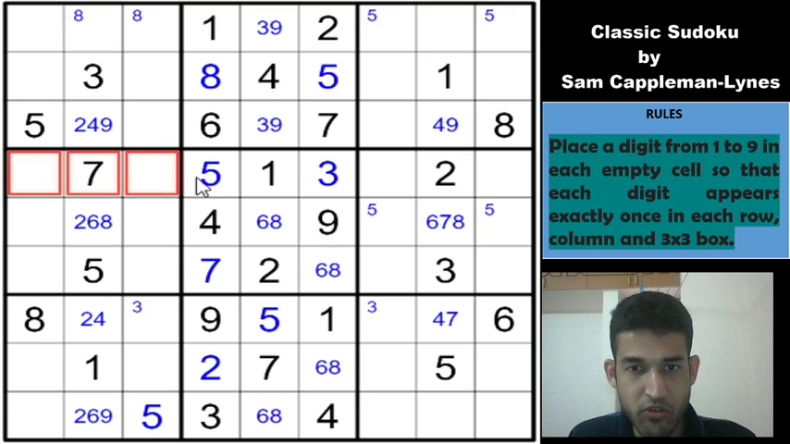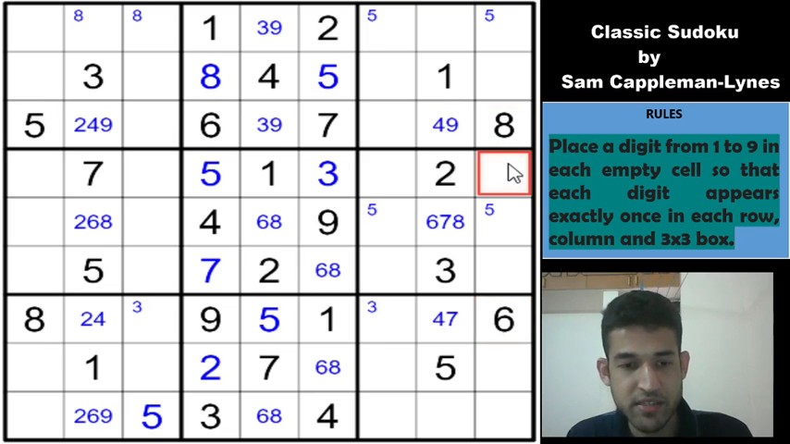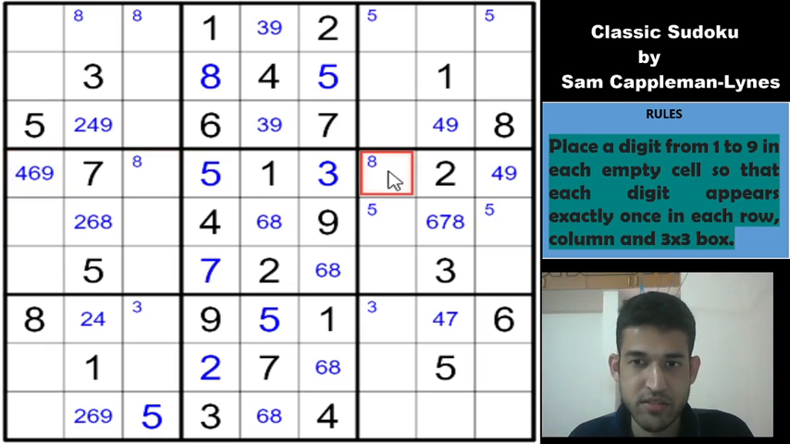Okay, let's look at row 4. It has 5 digits, 1, 3, 5, 2 and 7. So remaining are 4, 6, 8 and 9. This row cannot contain 6 and 8, so this is 4 and 9. This cannot contain an 8, so this is 4, 6 and 9. So again, a small useful information is 8 is in one of these cells.